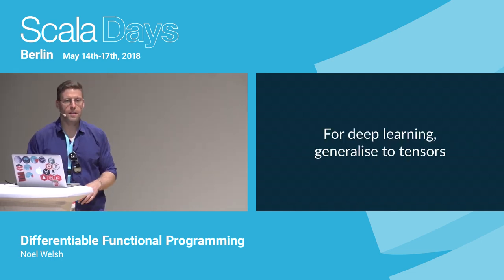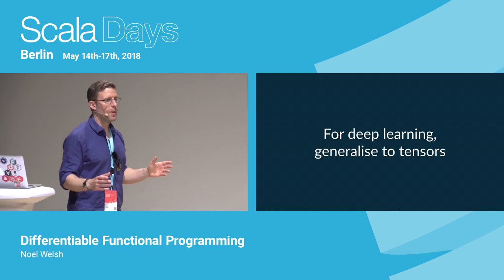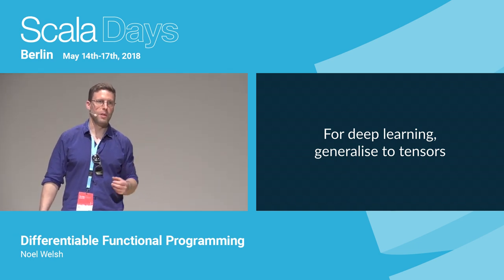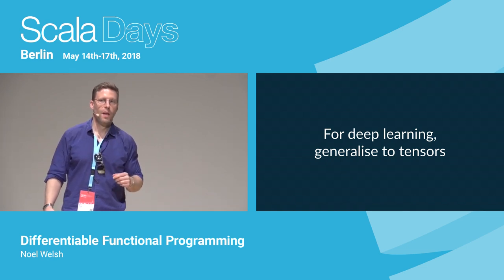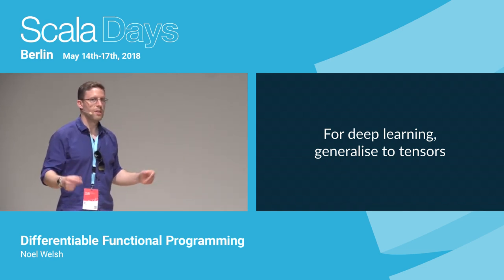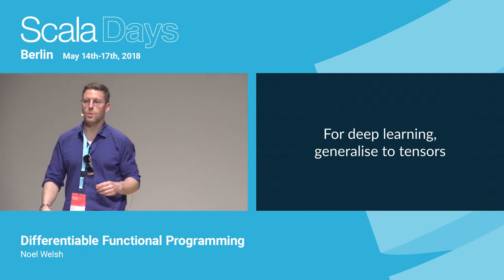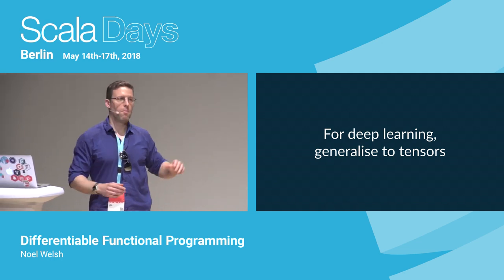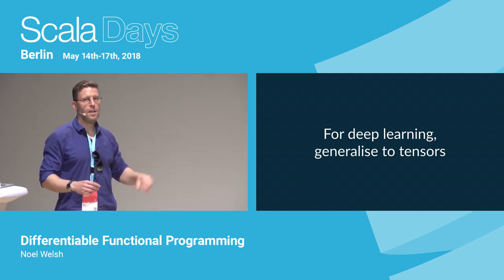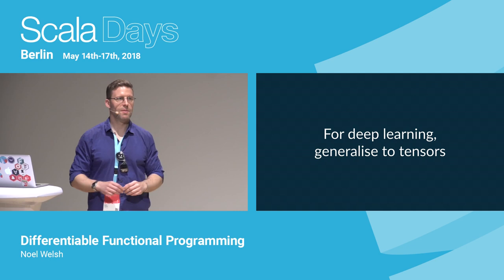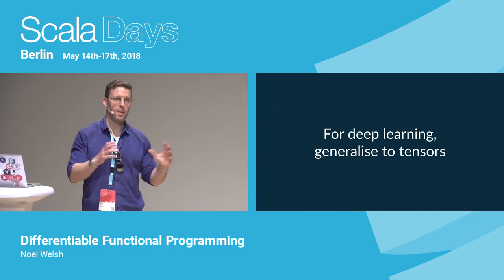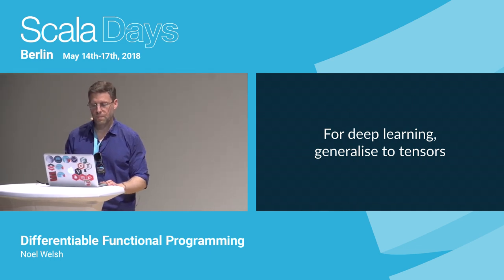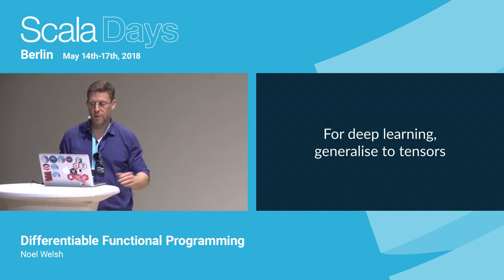So for simplicity, all these examples I've shown so far have been using just normal numbers, doubles, reals, whatever, one-dimensional. In real cases, for deep learning, you need to generalize this to tensors, to multi-dimensional arrays, which is not more complex, just more tedious. So I haven't done that here in these examples, because I wanted to keep the examples relatively clean. But it all goes through in the same way.